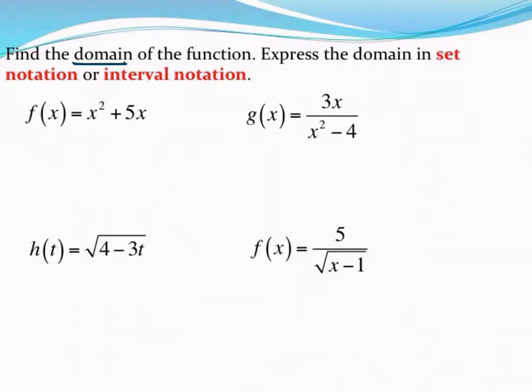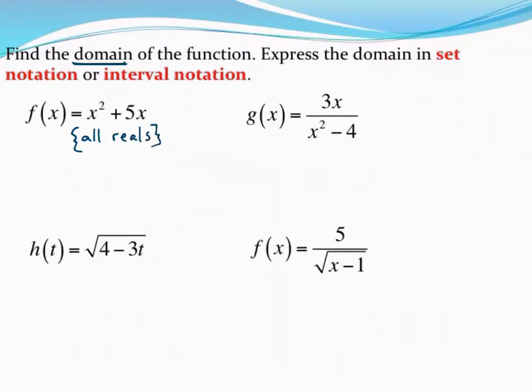X can be anything. It doesn't matter what we plug in for x. All we're doing is squaring it or multiplying it by 5. Nothing can go wrong if we plug in a real number. And so my domain is everything. In set notation, I'll use brackets always. I'm just going to say that the domain is all reals. X can be anything we want it to be.